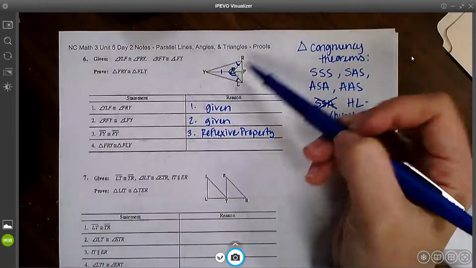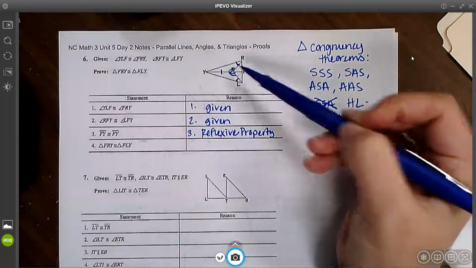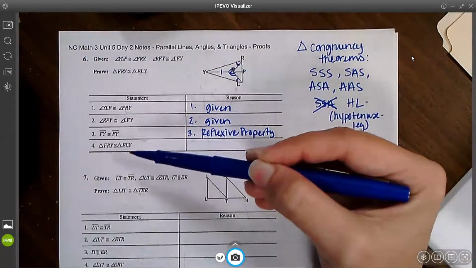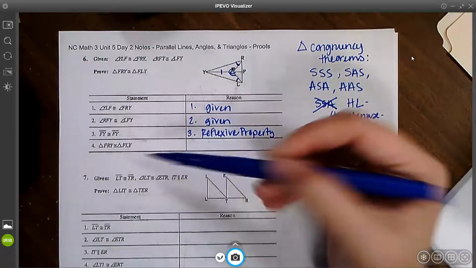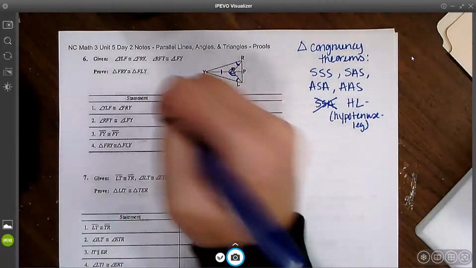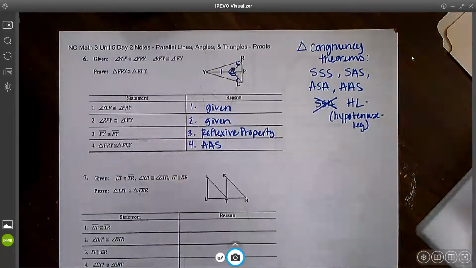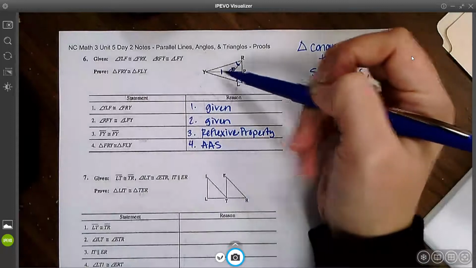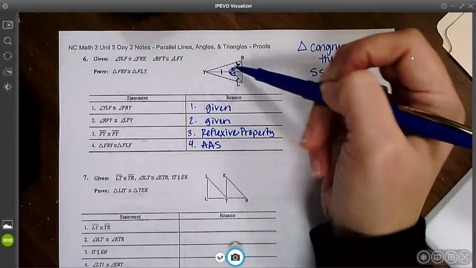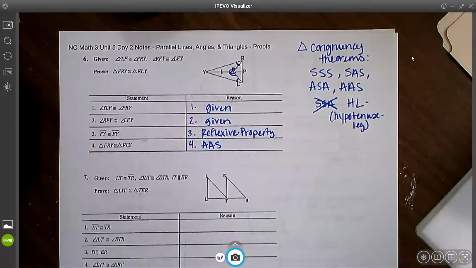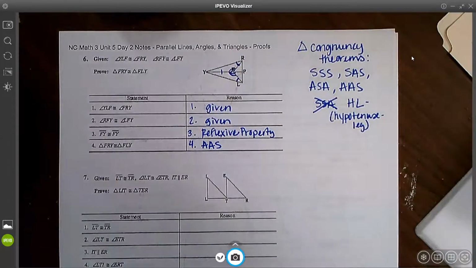So now we've got angle, angle, side on this triangle and angle, angle, side on this triangle. So we know that triangle FRY and triangle FLY are congruent by angle, angle, side. Remember, you have to go in order here: angle, angle, side, angle, angle, side. There's not a side in between. If it was the side in between, then it would be angle, side, angle. So do be careful with which one you use. This is not the same thing as angle, side, angle.